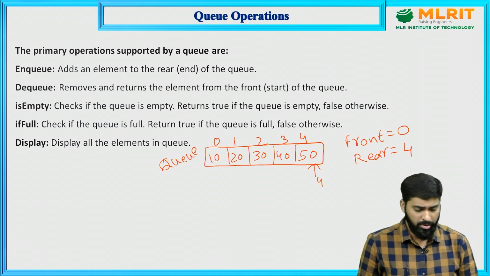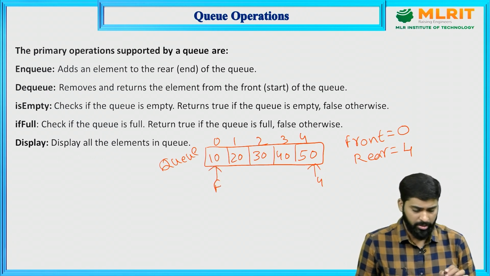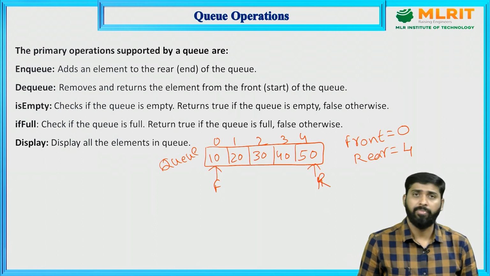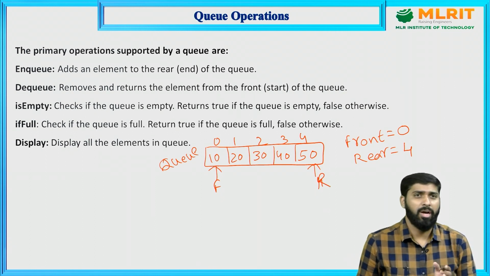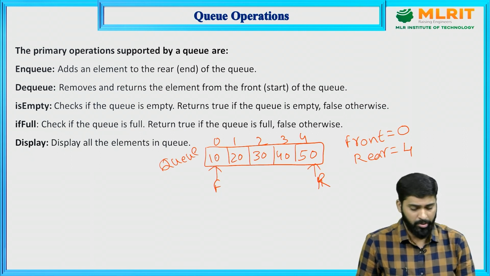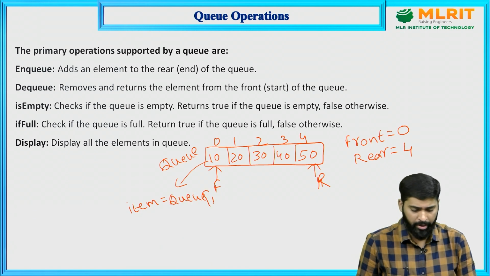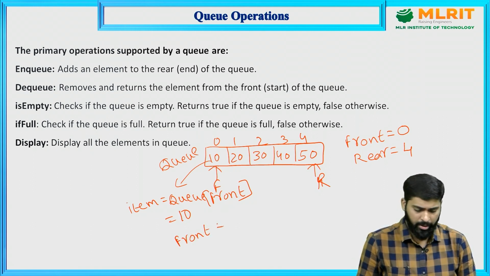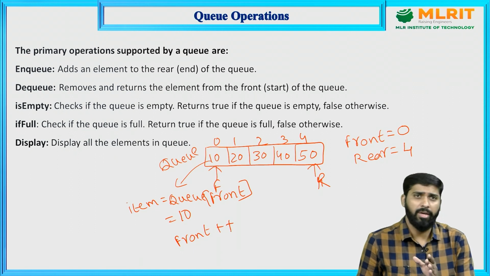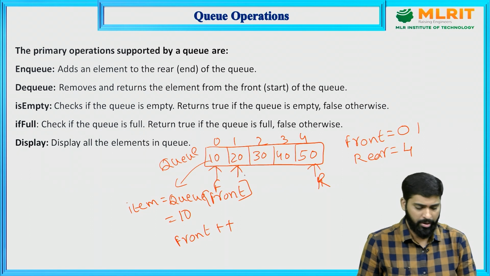Okay, now I want to delete. So this is the front, and this is the rear. Now I want to delete, that means I want to delete the first inserted element, that is 10. So I am going to assign this number to a variable, for example, item equals Q of front. Now 10 is assigned to item. Now I am going to print the item. After that, front plus plus. Now the front value is 0 incremented by 1. So now this is the front.